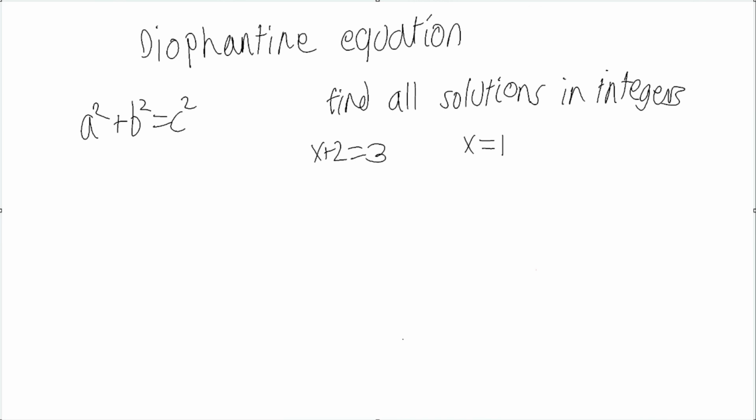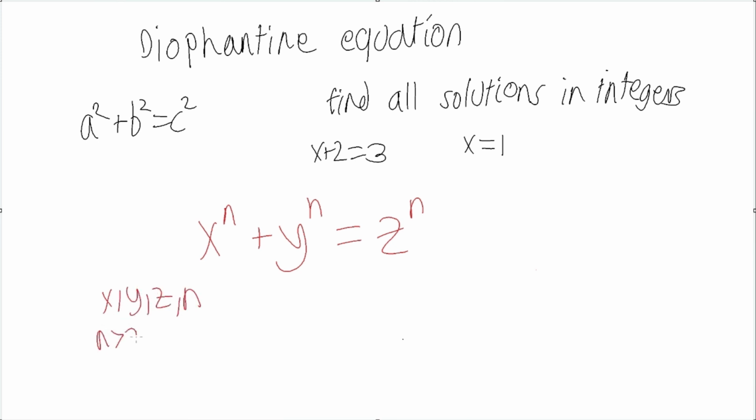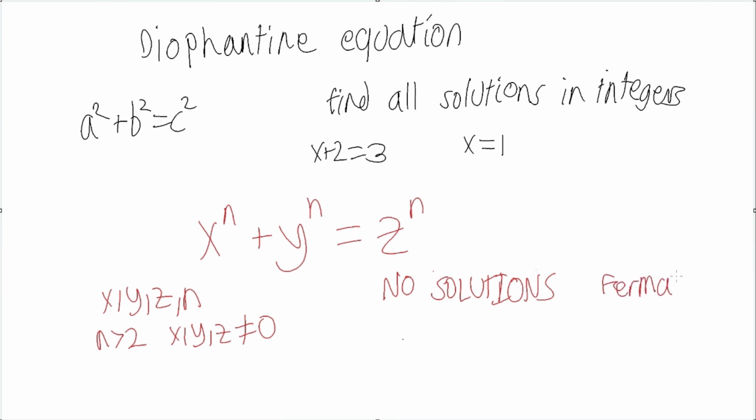You may know of this very, very famous Diophantine equation, which is x^n + y^n = z^n, where x, y, z, and n are integers, with n greater than 2 and x, y, z not equal to 0. As it turns out, this was only proven 30 years ago, and it took 358 years to prove that this has no solutions. And this is known as Fermat's last theorem.